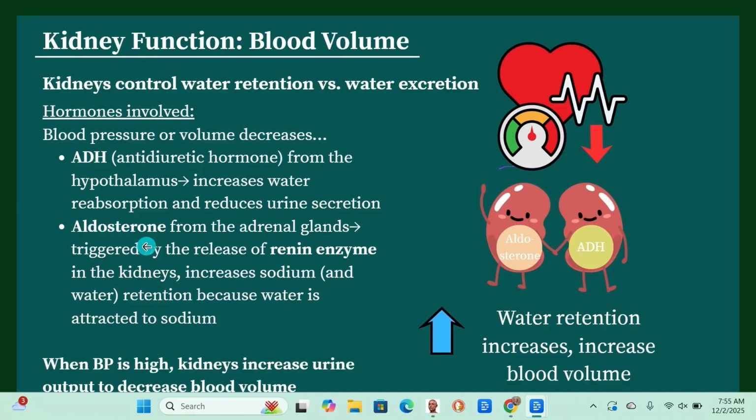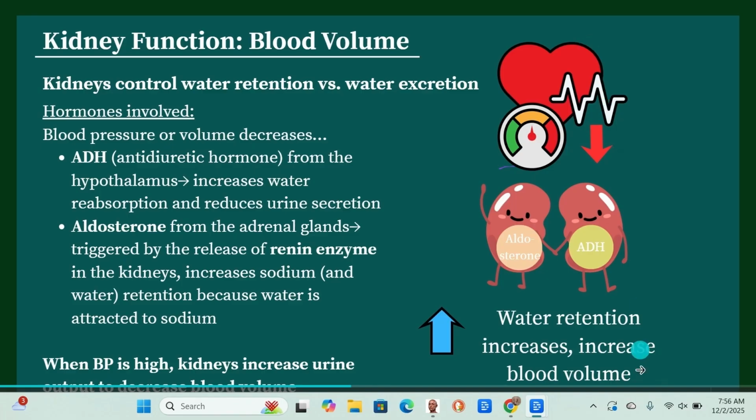Another thing that happens is aldosterone is triggered to release from the adrenal glands, which makes an enzyme in the kidneys called renin start to be produced, which increases sodium retention. So it triggers the sodium to come out because water is attracted to sodium. So water will stay in the kidneys so that it can be reabsorbed into the bloodstream when the blood pressure or the blood volume gets too low.